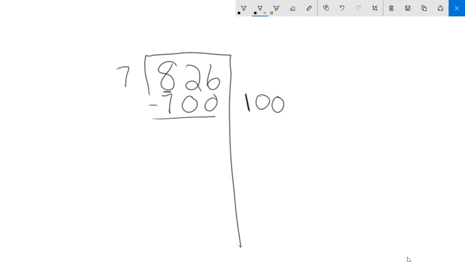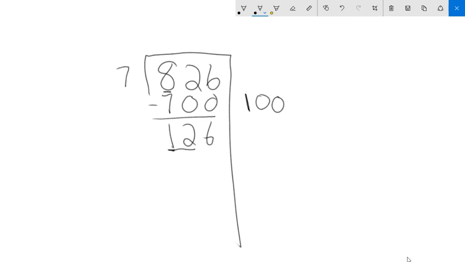Now when I subtract this, 6, 2, and 1, I have 126 left. Okay, so now I'm taking this 126 and I'm still breaking this up into groups of 7. So I would look and I'd say, all right, well, can I do 7 times something and get close to 1? No, not without going over at least. Can I do 7 times something and get close to 12? Sure.